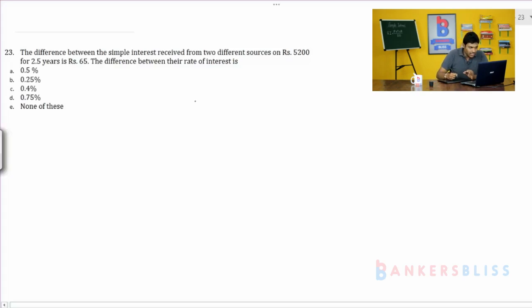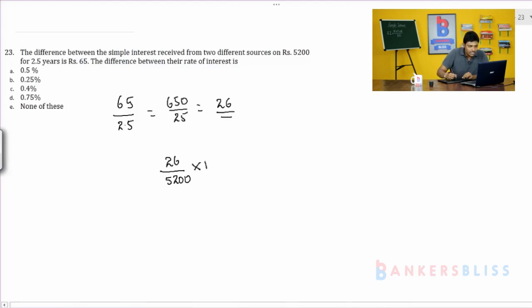So 65 for 2.5 years. Then for 1 year, it is 650 by 25. 25 twos are 50, 10 is the carry over, 15 is the carry over, 150, 25 sixes are 150. So 26 rupees is the difference amount you are getting per year on the principal 5200. So the invested amount is 5200 and the difference amount is 26.